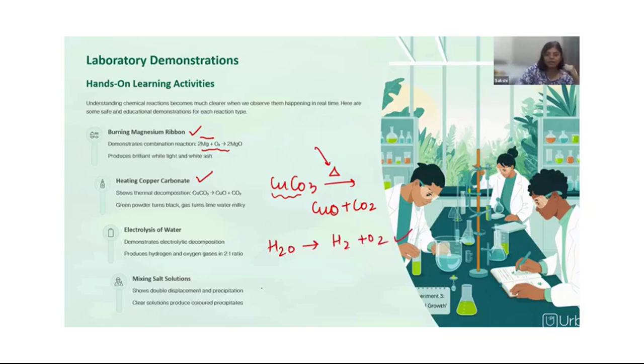And just like we studied, sodium sulfate plus barium chloride, mixing salts. If you mix salt solutions, they are double displacement reactions. We also get to see a precipitate of barium sulfate, and sodium chloride is formed.